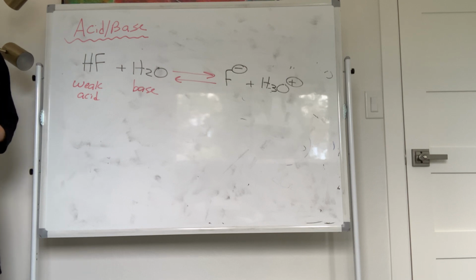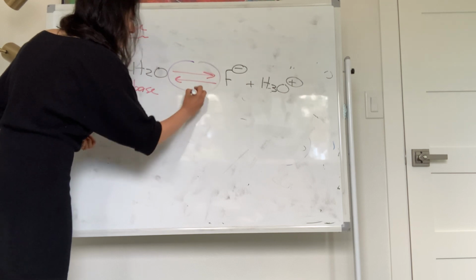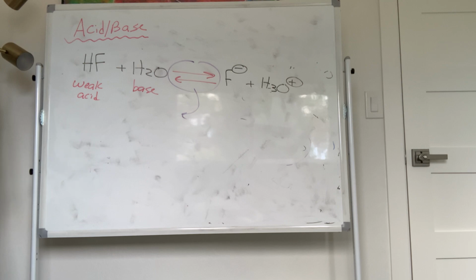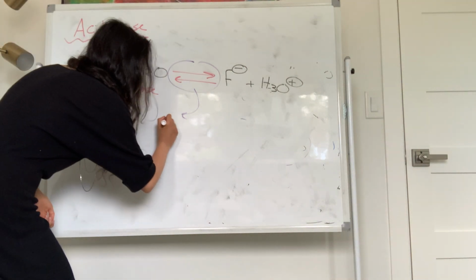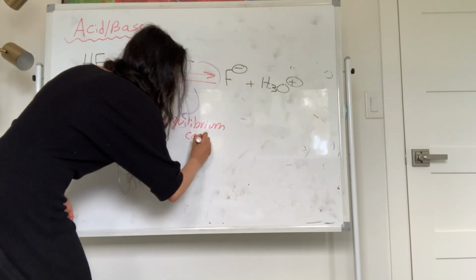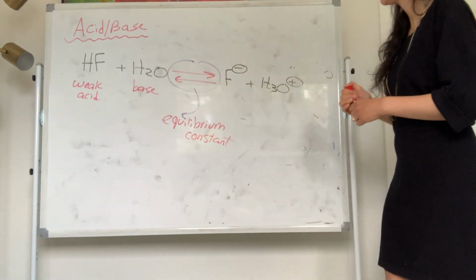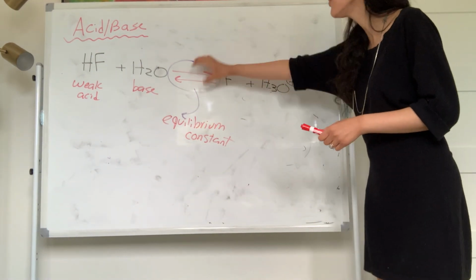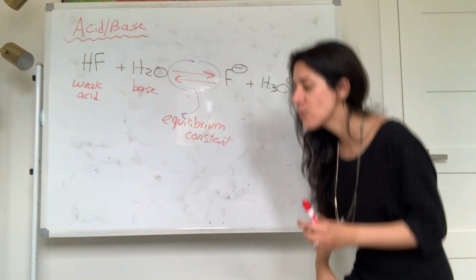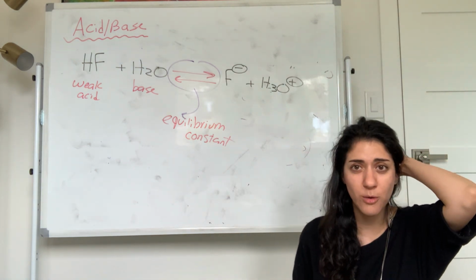Now, because this is an equilibrium, and you are going to have an equilibrium every time you have a weak acid or base, what do we need? We need an equilibrium constant, don't we? It's a forward and backward reaction, so you're going to need an equilibrium constant. We're good so far? Okay.